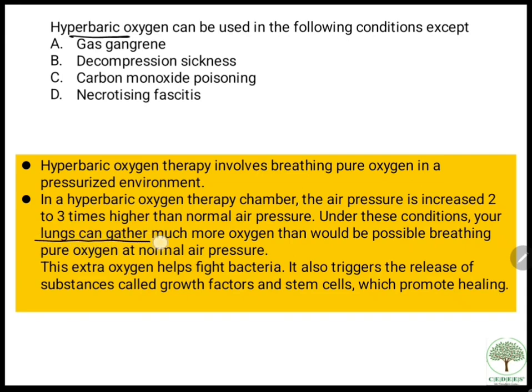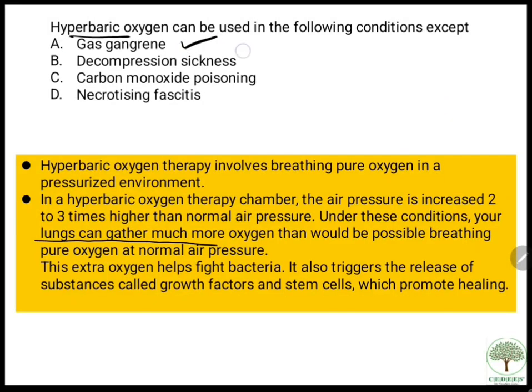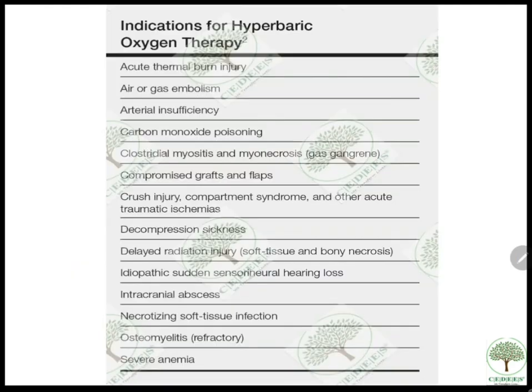So lungs can gather much more oxygen than would be possible, and increased partial pressure and increased oxygen tension is very good for wound healing. It causes neoangiogenesis, and it also causes proliferation of the stem cells, which will help in wound healing. So that's the main focus of hyperbaric oxygen. So it's usually done for 3 main conditions which are mentioned here: gas gangrene, decompression sickness, and carbon monoxide poisoning. So these are the 3 basic conditions where this therapy is used.